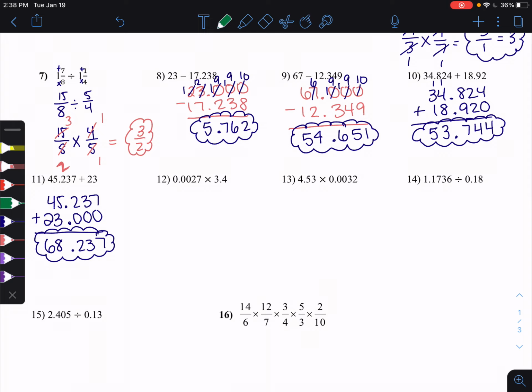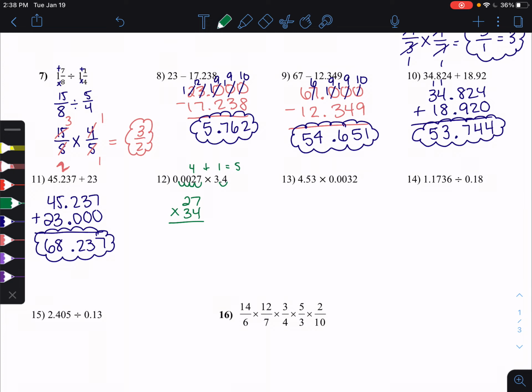For number 12, I'm looking at multiplying decimals. So the first thing I'm going to do is count the decimal places. So 1, 2, 3, 4, and then this one has 1. So I've got 5 decimal places all together. Now I'm going to multiply 27 times 34 and then put the decimal back in at the end.